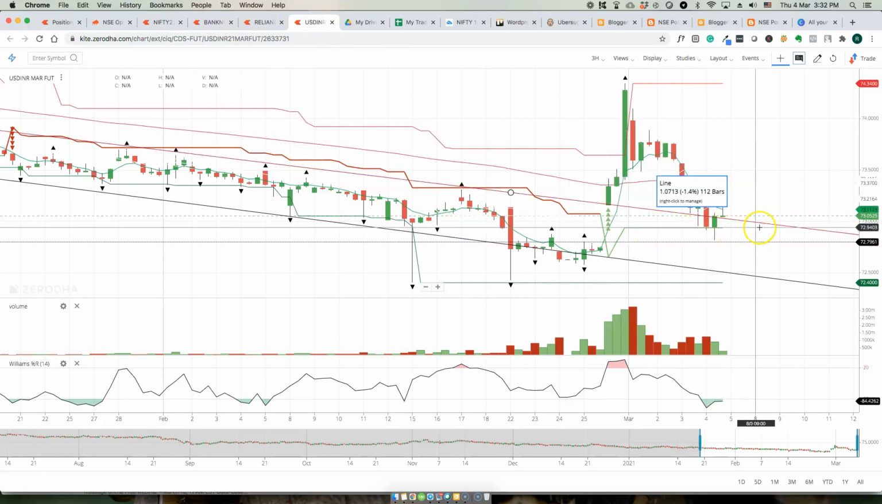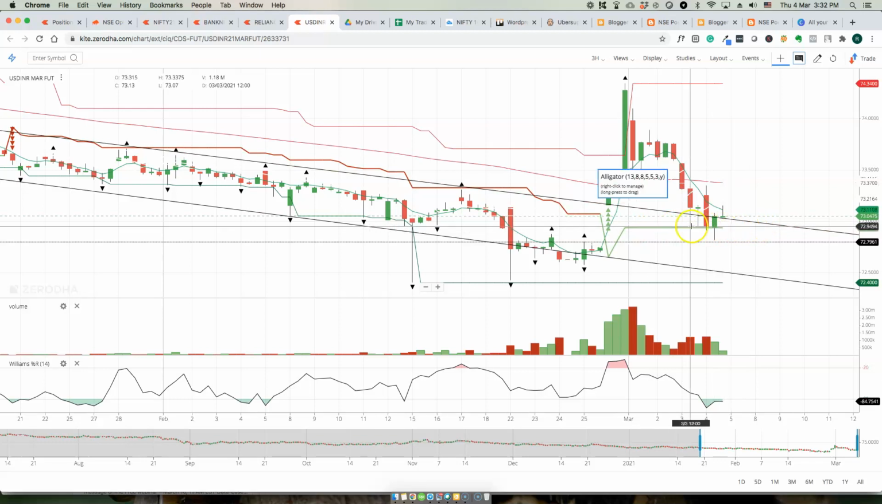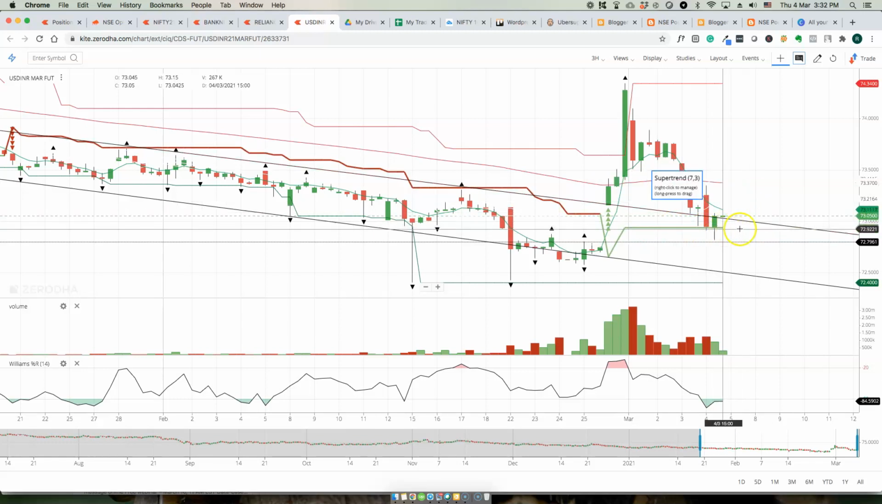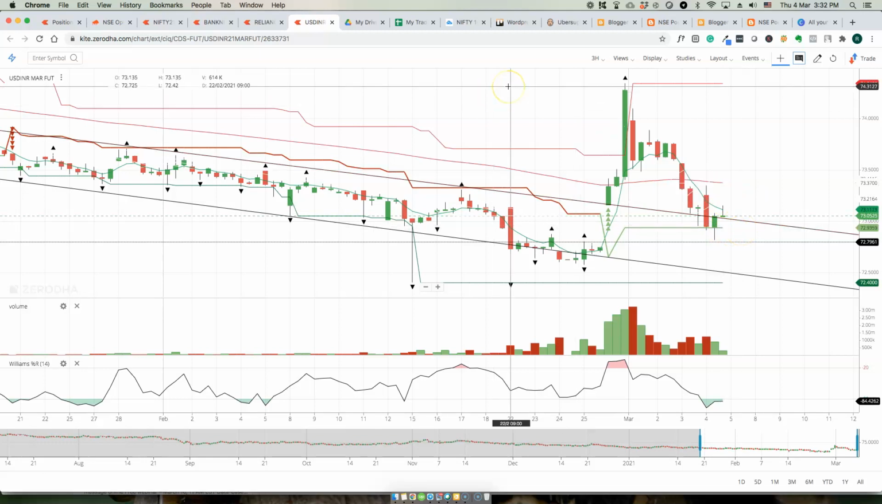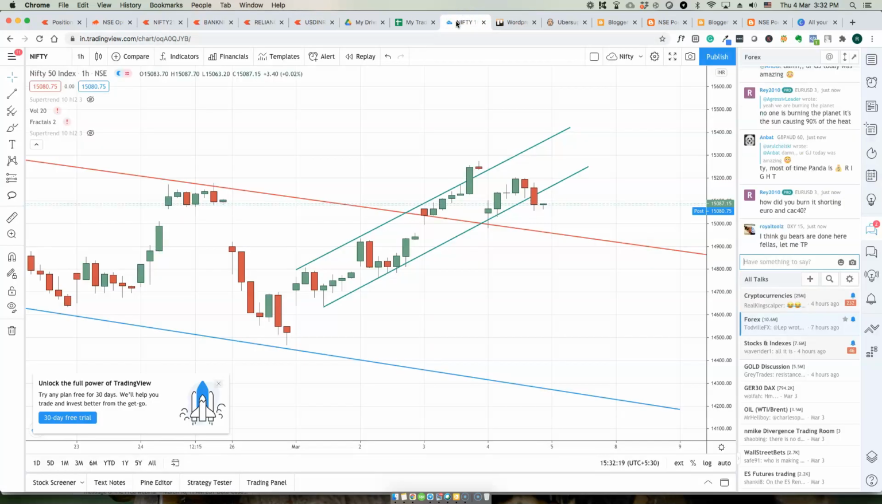USD INR is trying to stay positive. It's at the testing levels for super trend, so we'll see how it behaves tomorrow, right? So these are the levels for tomorrow. Let us see how the trend lines for Nifty and Bank Nifty look in TradingView, and what will be the trading levels for tomorrow.